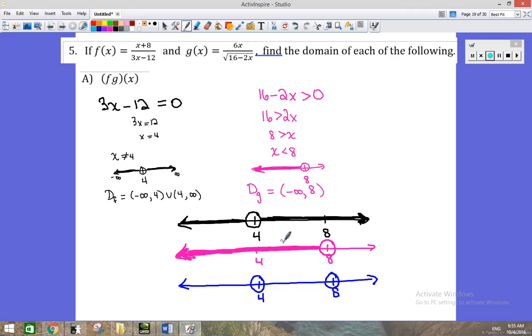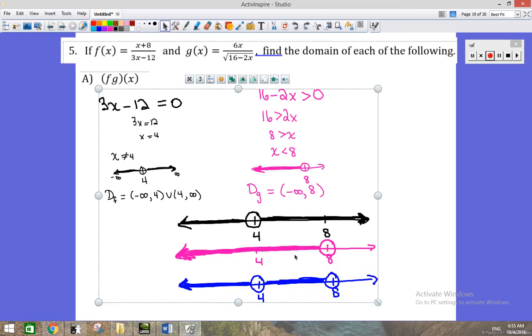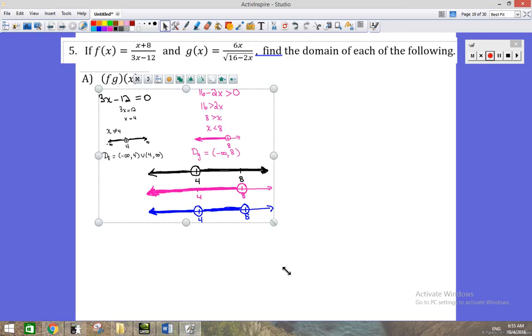In between 4 and 8 is in both sets. So numbers between 4 and 8 are in the intersection because they are in this set and they are in this set. Therefore, they're in the intersection. Numbers that are less than 4 are in both sets, so therefore they're in the intersection. So here's a picture of what our domain of this new function fg is. And I didn't even have to find the equation for fg to determine the domain.